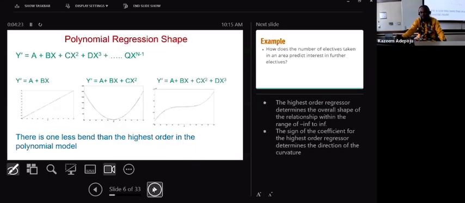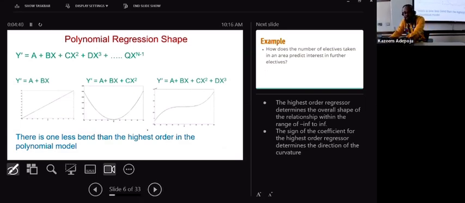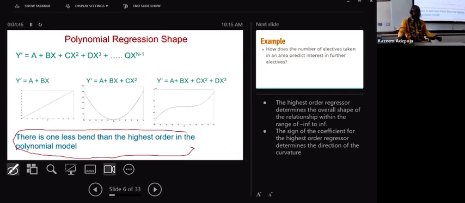But you know what? I want to walk you through now, when we go from polynomial of degree 1 to degree 2 to degree 3 and so on, how many bends are involved? But we got a formula, okay? Take a look at this. I said there is one less bend than the highest order in the polynomial. If I want to know the number of bends that we're going to have, the number of bends will be equal to the highest order minus 1.